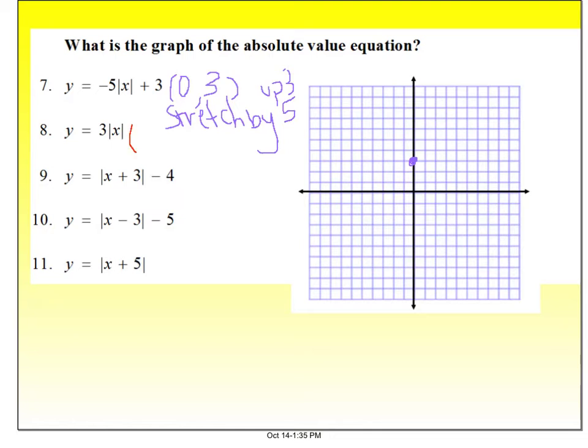So here I see my vertex. Well, there's nothing inside with my x, and there's nothing at the end. So my vertex is just going to be at 0, 0. So remember, we're focusing on the red points right now. My vertex is at 0, 0. I use my slope, which is 3. Go up 1, 2, 3 over 1. Up 1, 2, 3 over 1. Then I reflect.